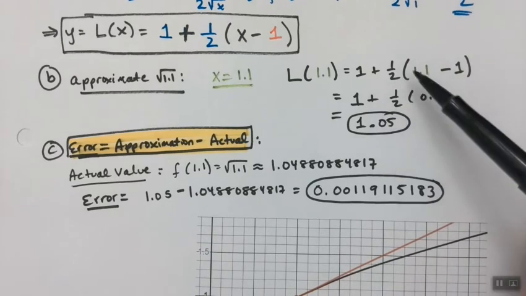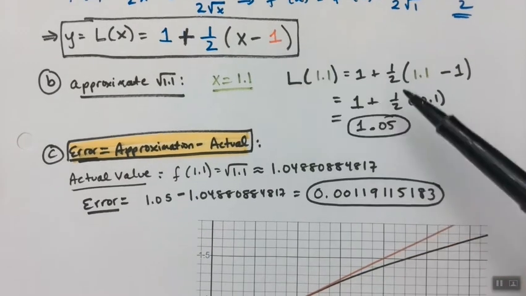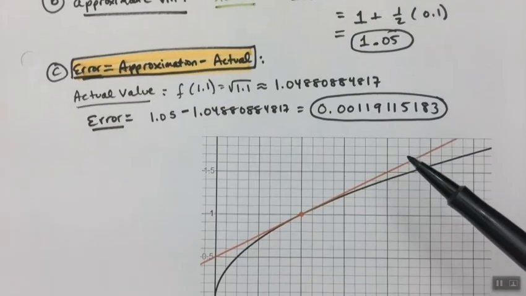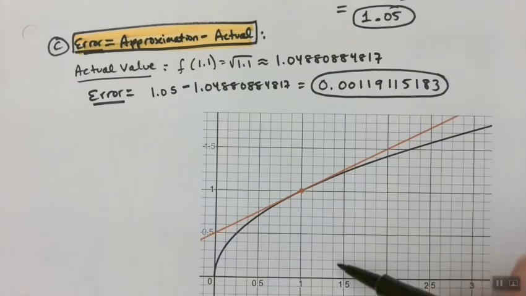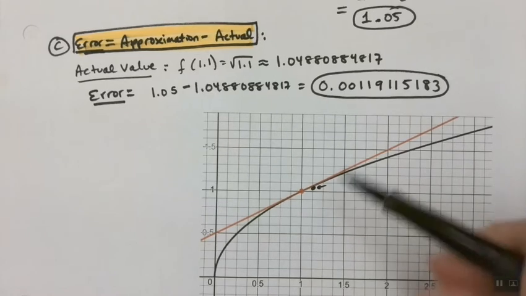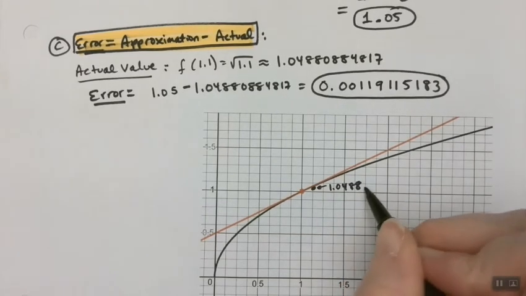So I've got my approximation right here, found with L of x. Well, first of all, I found L of x. Then I found my approximation. Then I found my error. Right? So let me just graph it for you here. So here's 1.5. So 1.1, the actual is right there, which is 1.0488 and some change, dot, dot, dot.